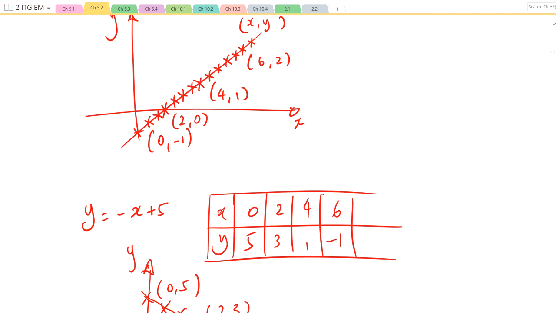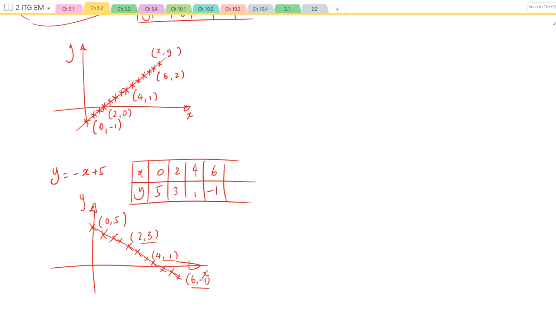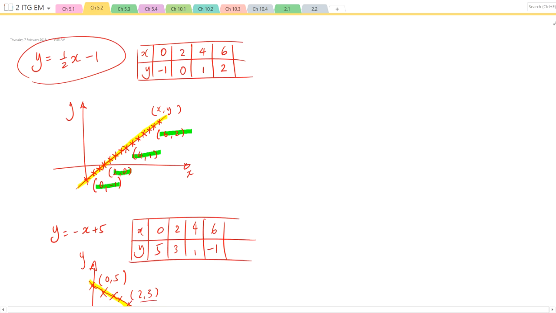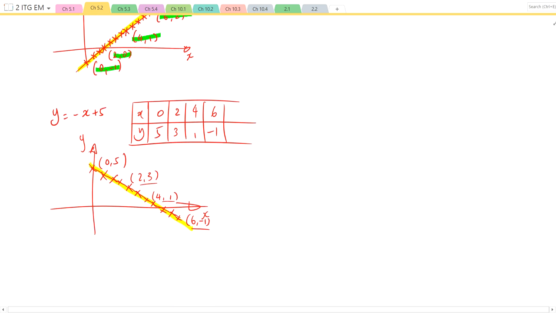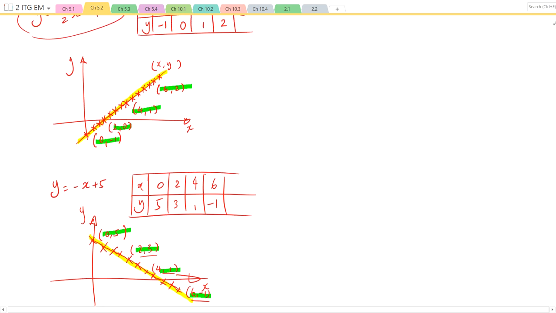And as we mentioned over here, these two graphs are made up of many points. In fact, there are infinite points, and we said that every single pair of coordinates, they will satisfy this equation of y equals half x minus 1. Similarly, for the second graph, all these ordered pairs, x and y values, will satisfy y equals negative x plus 5. Now if we put both graphs on the same x and y axis, this is what we are going to obtain.